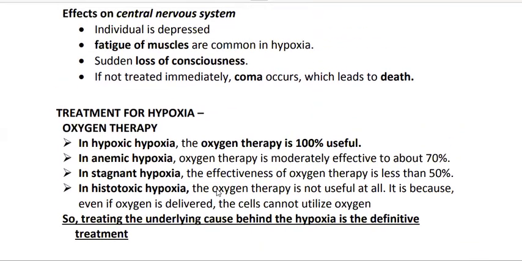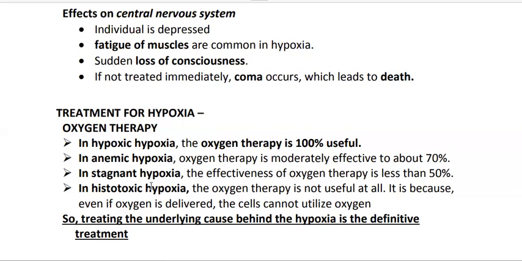Treatment for hypoxia: oxygen therapy. In hypoxic hypoxia, oxygen therapy is 100% useful. In anemic hypoxia, oxygen therapy is moderately effective, to about 70%. In stagnant hypoxia, effectiveness of oxygen therapy is less than 50%.